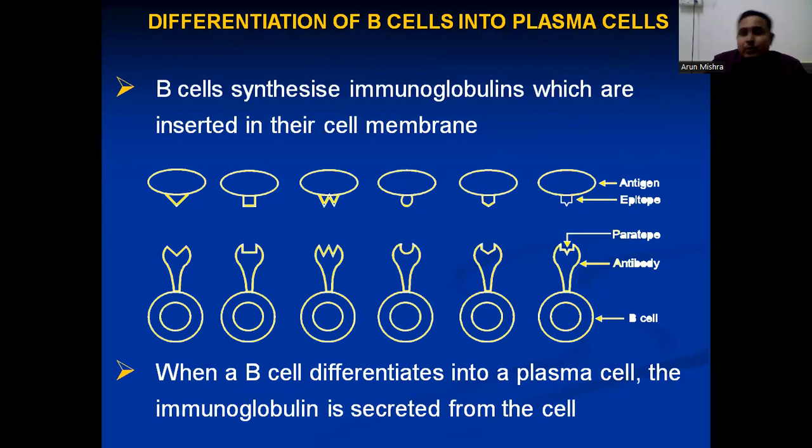Differentiation of B cell into plasma cell. The B cell synthesizes immunoglobulins which are inserted into the cell membrane. We can see here the antigen with their epitopes and antibodies with their paratopes. Antigens are from outside and B cells are here. When a B cell differentiates into a plasma cell, the immunoglobulin is secreted from the cell.